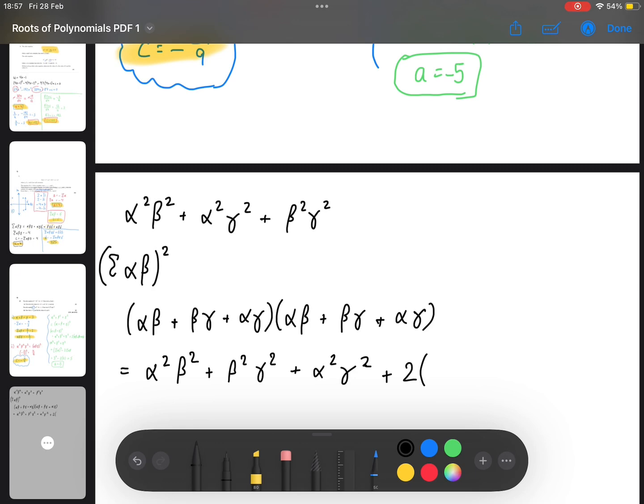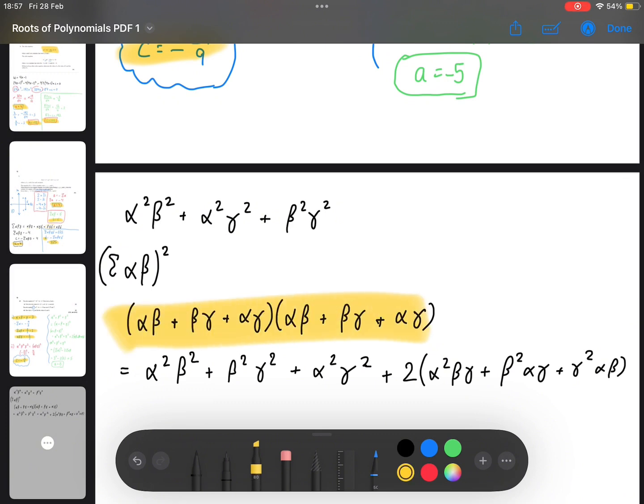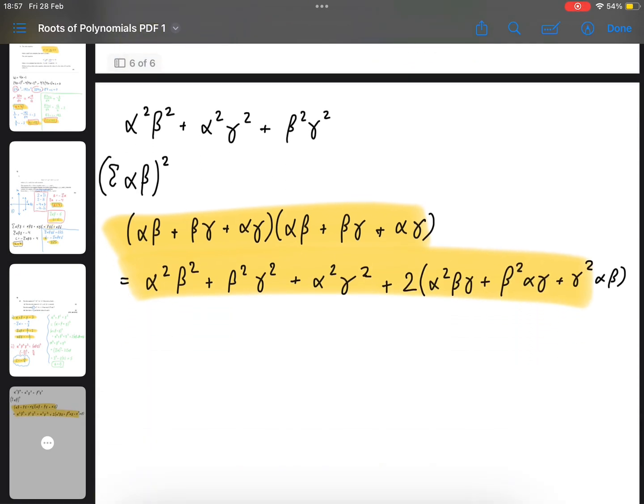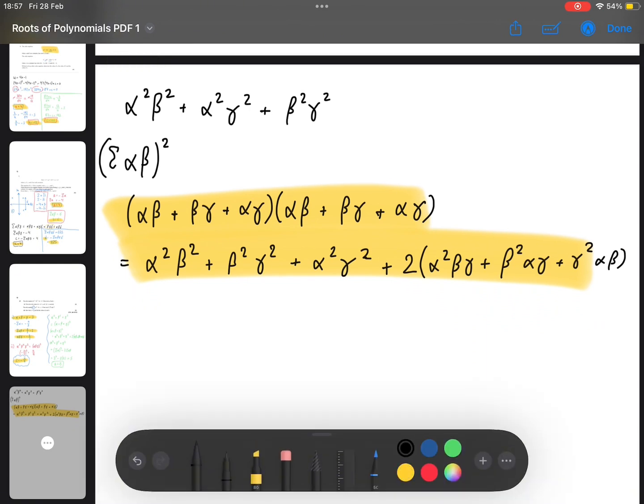We're going to get two lots of alpha squared beta gamma plus beta squared alpha gamma plus gamma squared alpha beta. And if you expand this out, that is what you're going to get. And so we can re-express that. We rearrange it to get what we want. So alpha squared beta squared plus alpha squared gamma squared plus beta squared gamma squared equals the sum of the alpha betas squared. And here's the neat part.